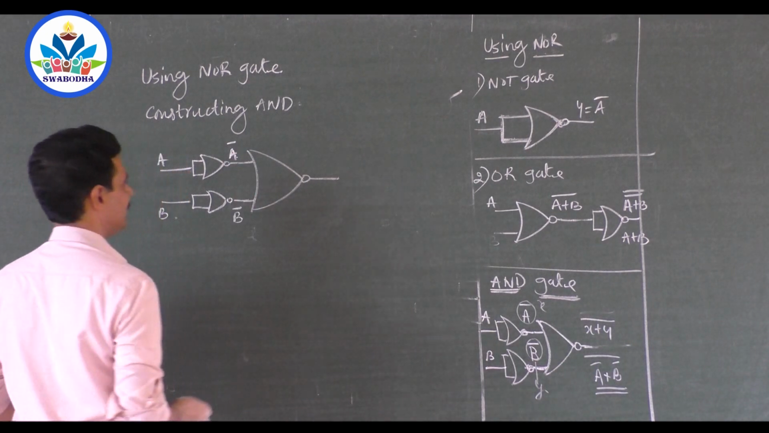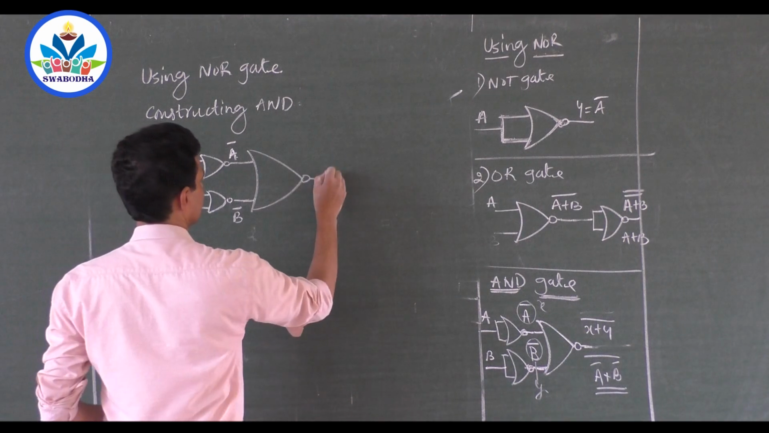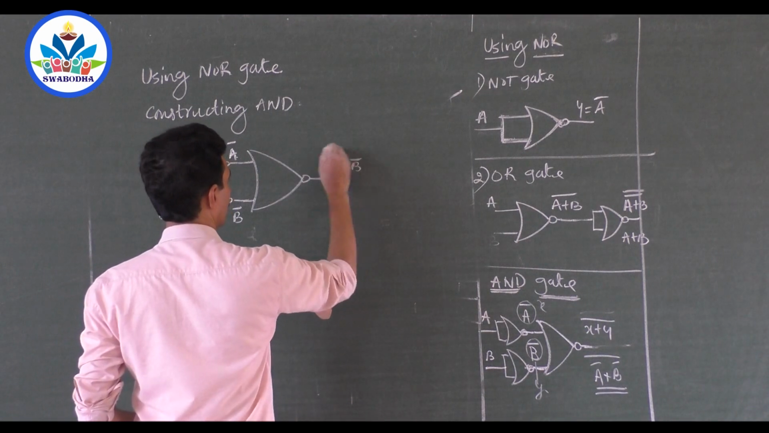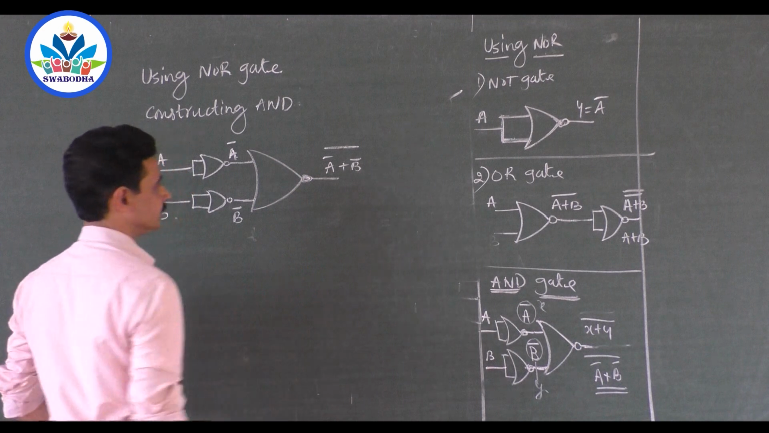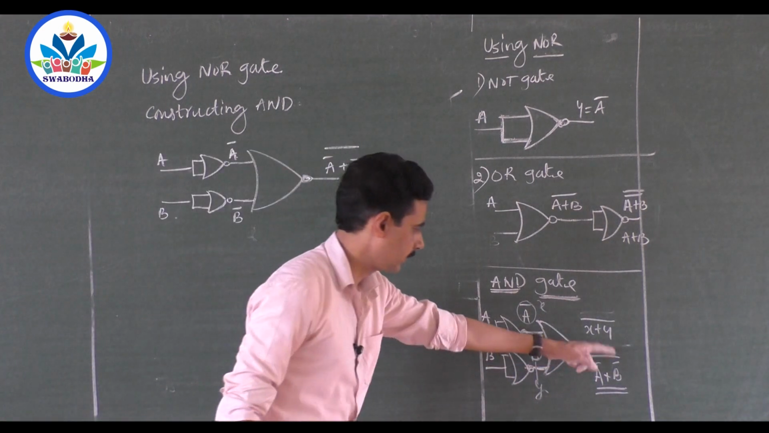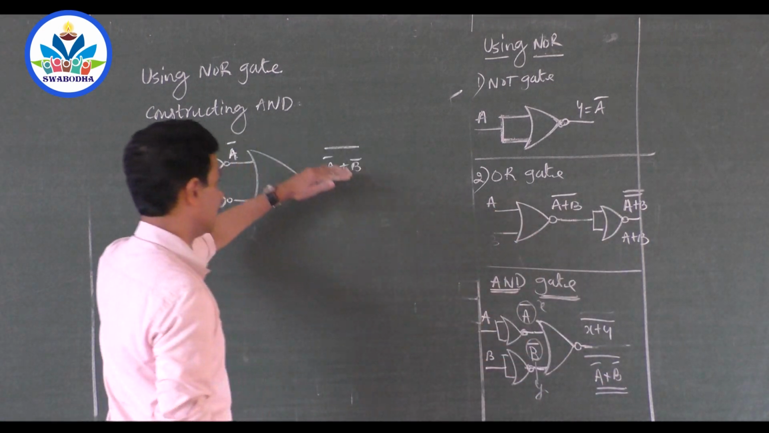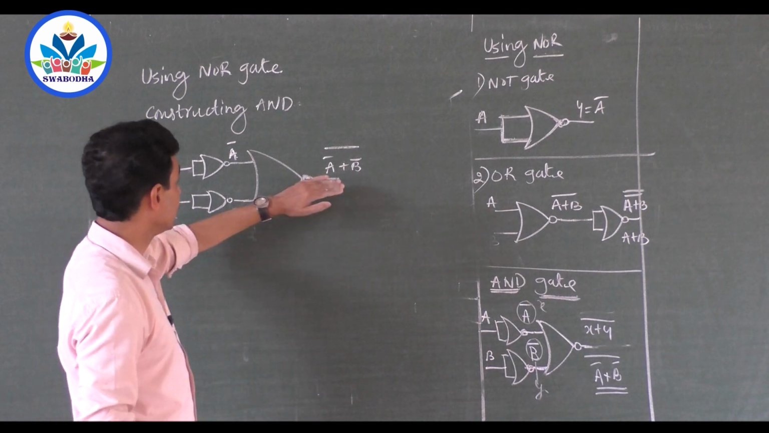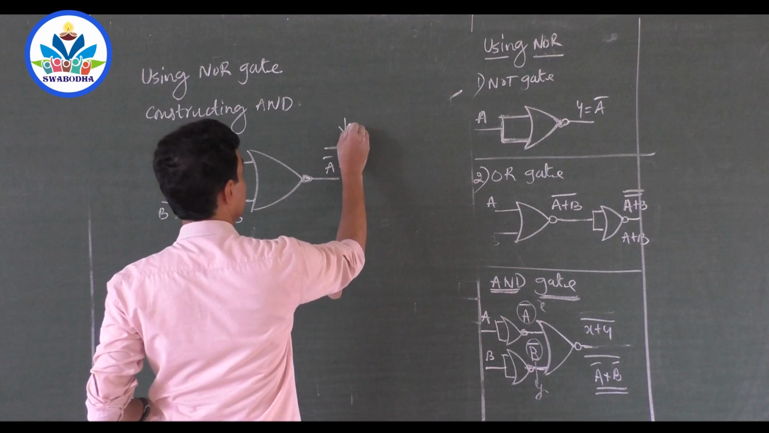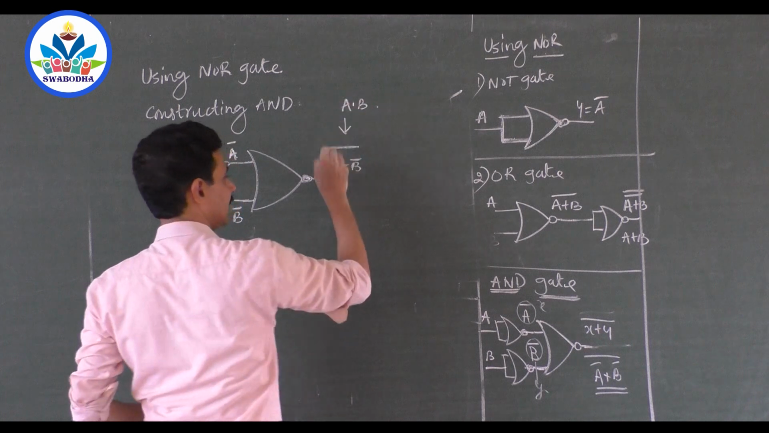A bar, B bar, and here A bar plus B bar whole bar, because this is an OR gate. X plus Y whole bar, A bar plus B bar whole bar. Now, if this is AND, then this should be A dot B, correct? Sir, whether it is A dot B?